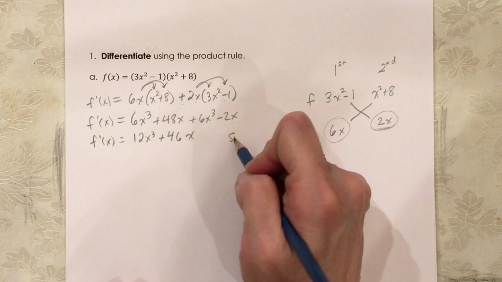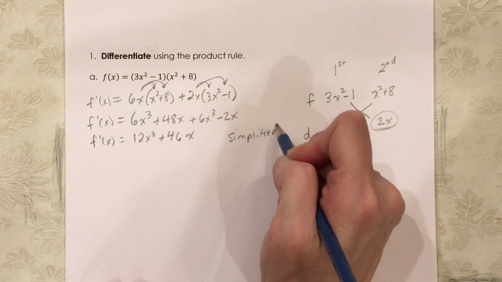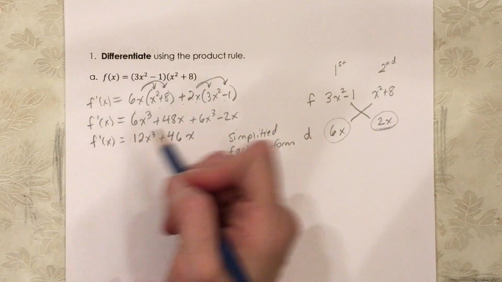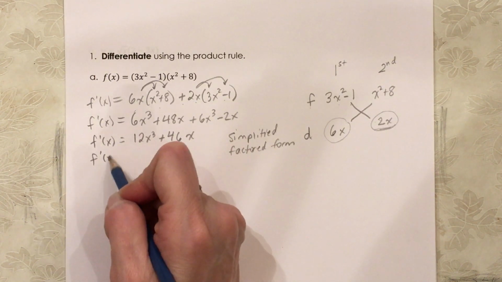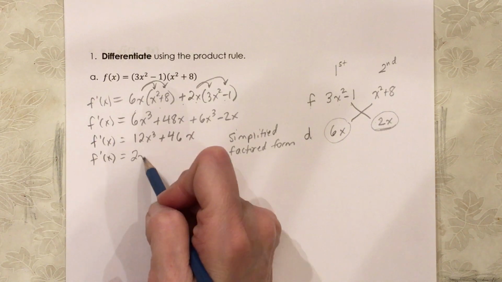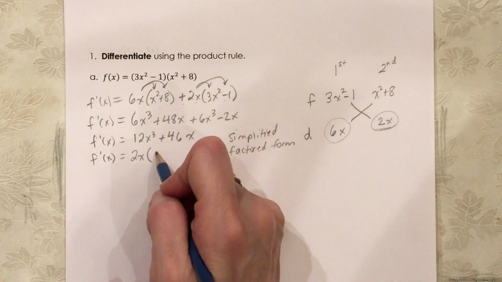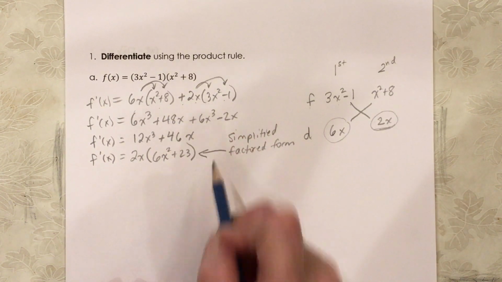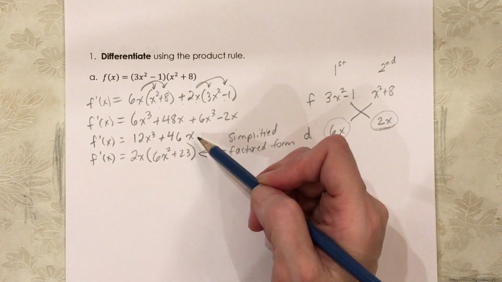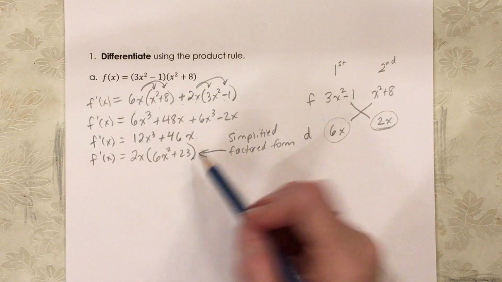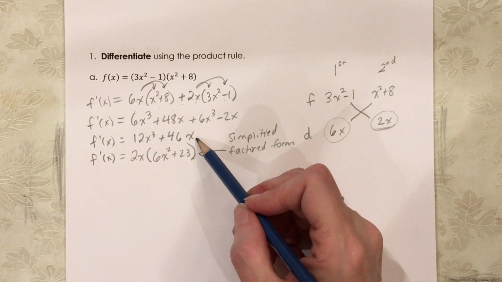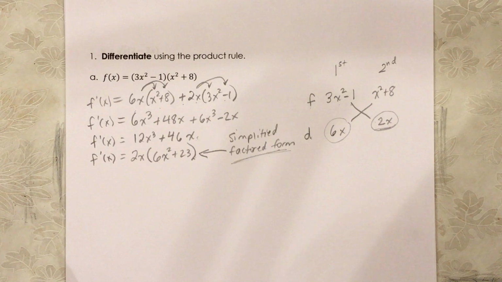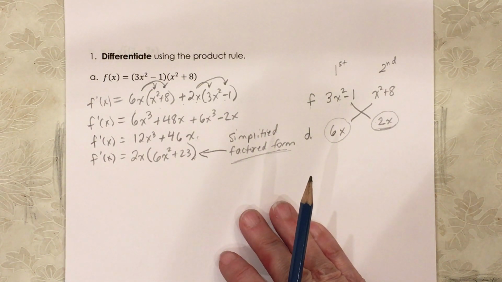If you're asked for something called simplified factored form, so only do this when you're asked to do it, that means that you look for any common factors or trinomial factors, whatever it happens to be. In this case, we do have a common factor of 2x, and if you common factor 2x out, you're going to get 6x squared plus 23. And that would be the simplified factored form version of the answer. So yes, these are equivalent. If you're not asked for simplified factored form, you don't need to do it because it requires factoring and more algebra. And you could leave your answer as 12x cubed plus 46x. If you are asked for simplified factored form, then do look for factoring, and we'll kind of go through that as we go through the lesson.